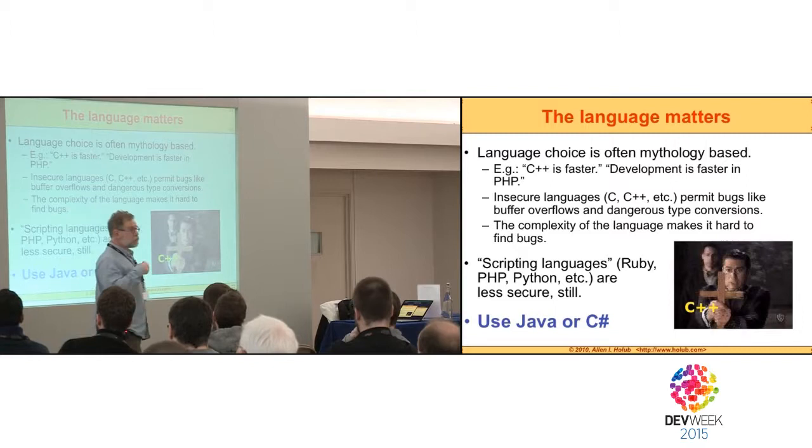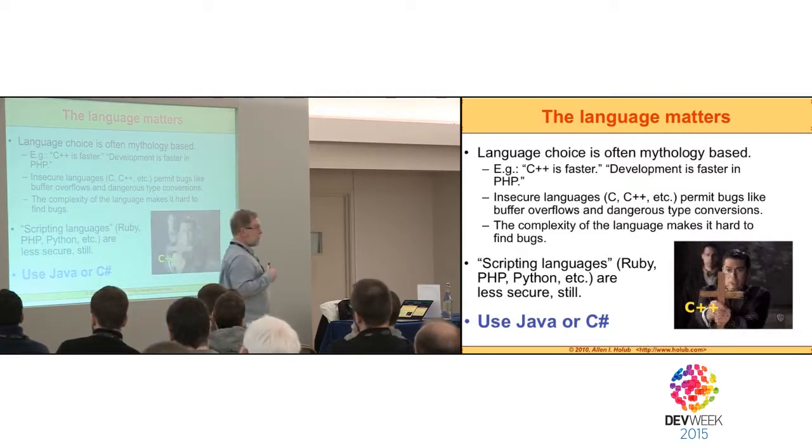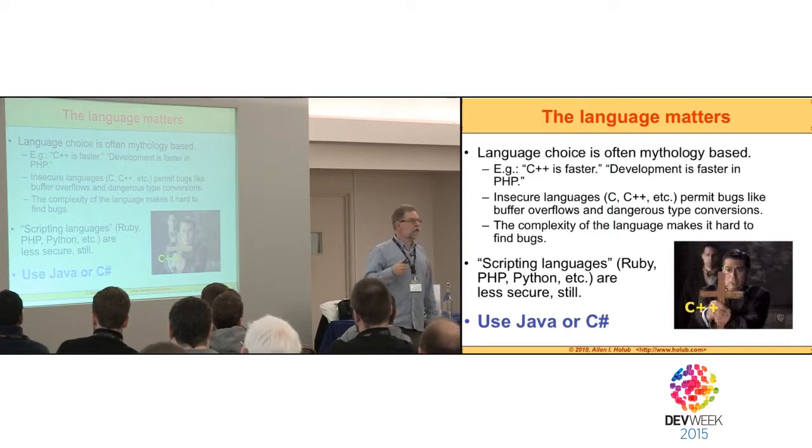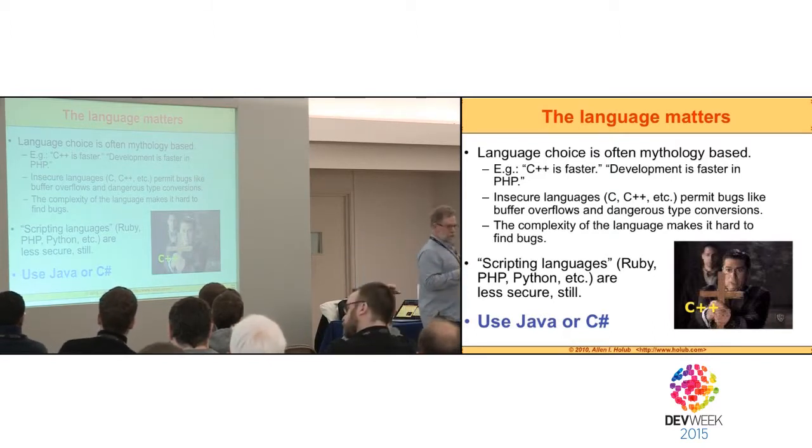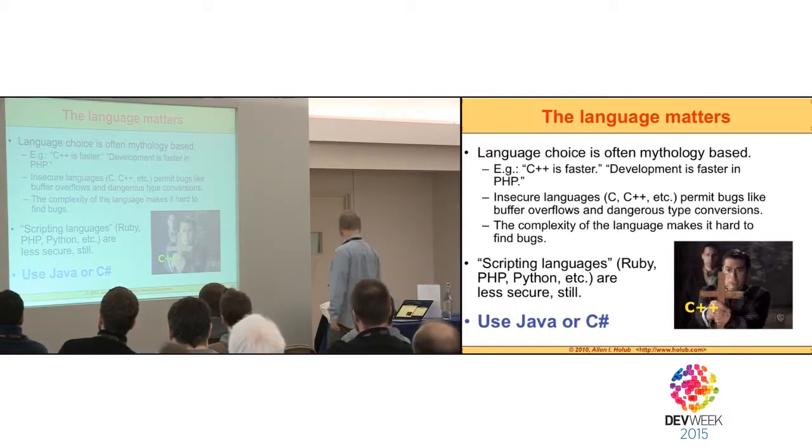By the same token, true interpretive languages like Ruby or Python, those are inherently more vulnerable because the source code can be changed dynamically as the program is running. So you've got to be thinking about the language.